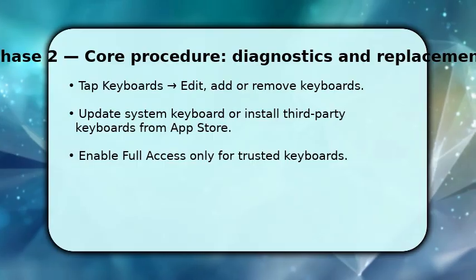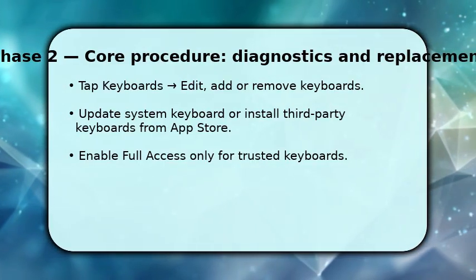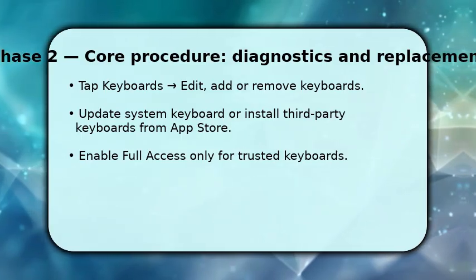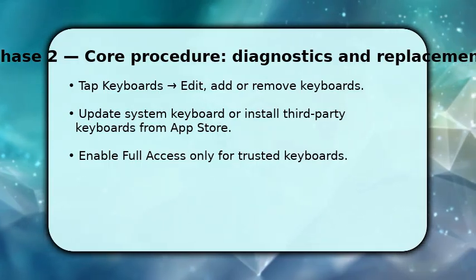You now manage the list. Tap Keyboards, then add new keyboard to install built-ins or select a third-party app you already downloaded. Once added, use Edit to reorder or delete keyboards. The top one becomes primary.